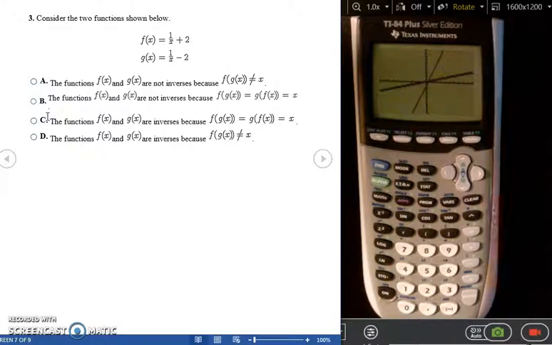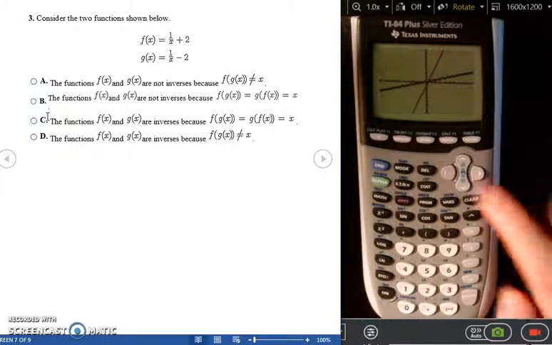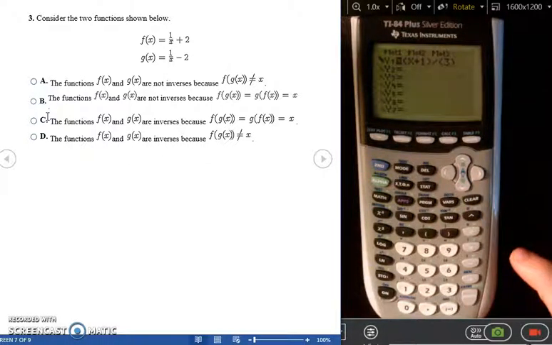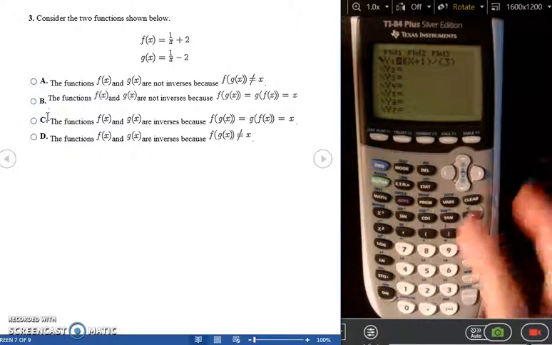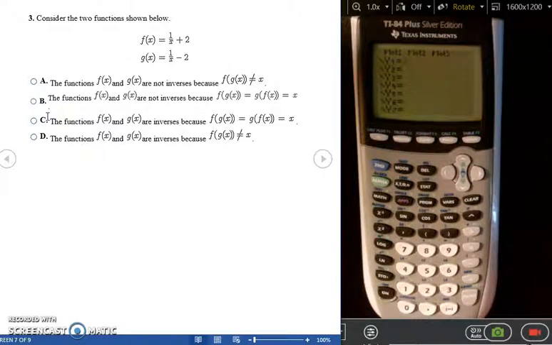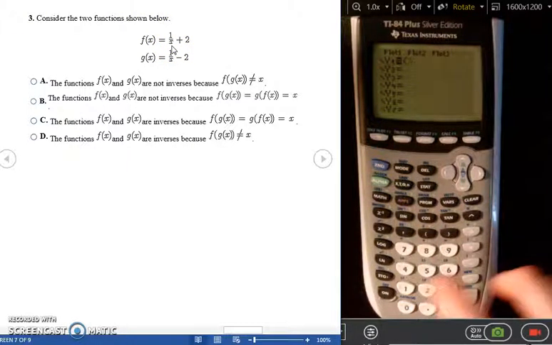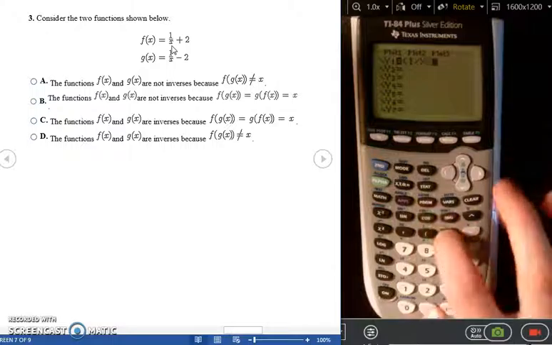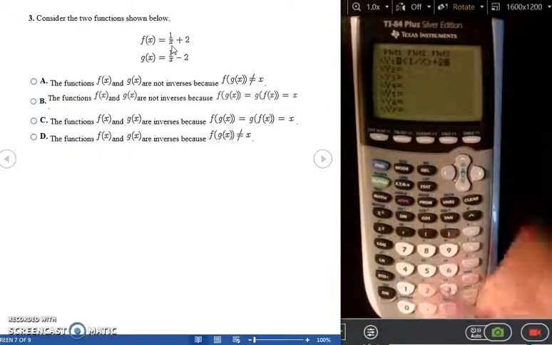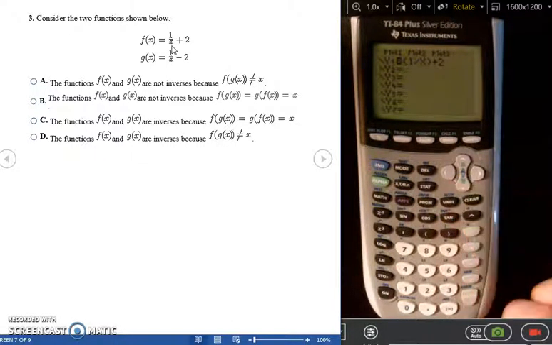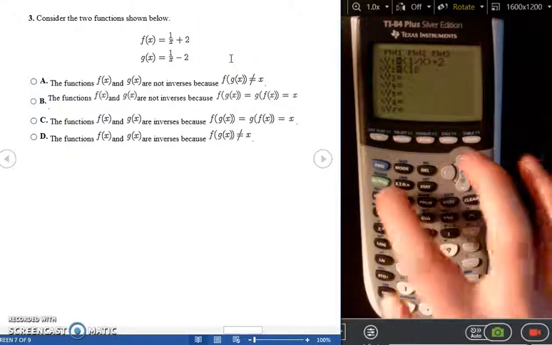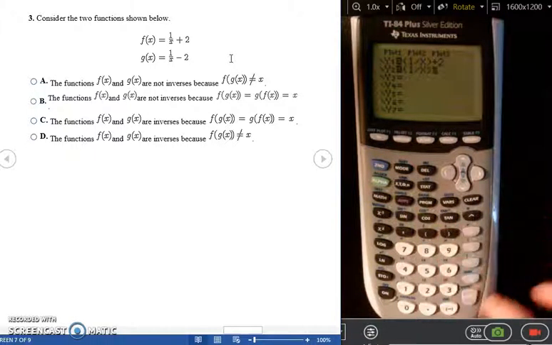So to go ahead and do this, I'm going to go into y equals and put both these functions into y1 and y2. Like I said before, we're going to show you two ways, and this is going to be the first way. So here I have a fraction 1 over x, so I'm going to put that in parentheses, 1 divided by x, in parentheses, plus 2. And then I'm going to scroll down and put in my g of x, which is 1 over x in parentheses, minus 2.